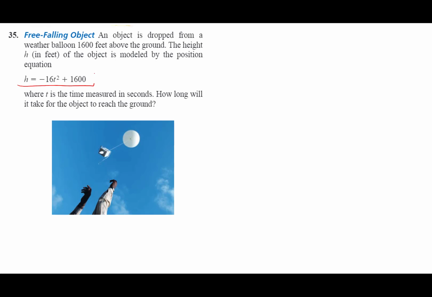So we have the equation right here in the middle, h equals negative 16t squared plus 1,600. It's asking us to find t, but we can't find t without first figuring out what the value of h will be. And we know h is the height of the object. We can say h is 0 because it is 0 feet from the ground. And so all I'm going to do is rewrite this equation, negative 16t squared plus 1,600 equals 0.